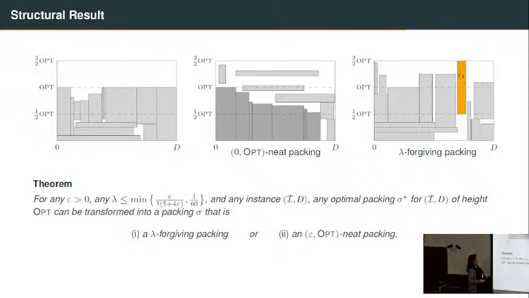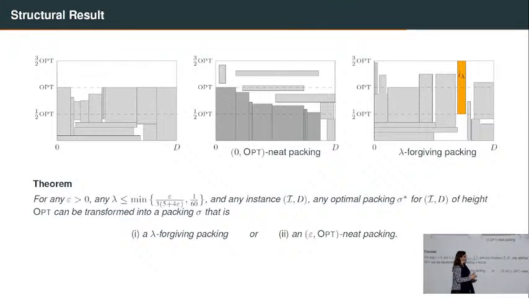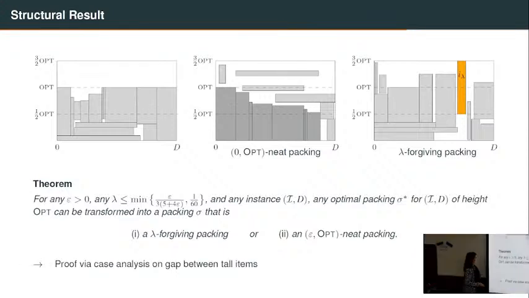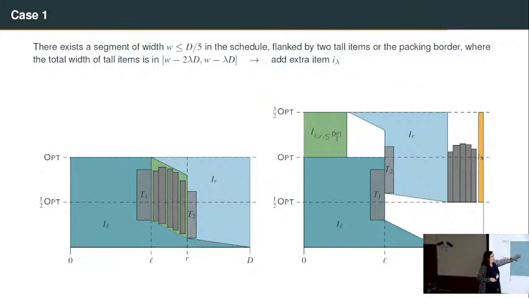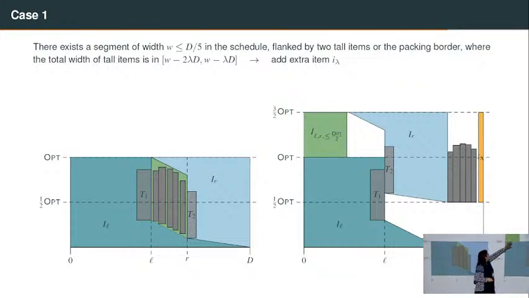And what we mainly do, because the algorithms are already known, is mainly showing this structure result such that these packings can be rearranged to be neat or forgiving. And we do this via a case analysis, and I don't want to bore you too long with this. I just give a small overview of what we do. The first example you have already seen. This is a technical one where we need the stretching.